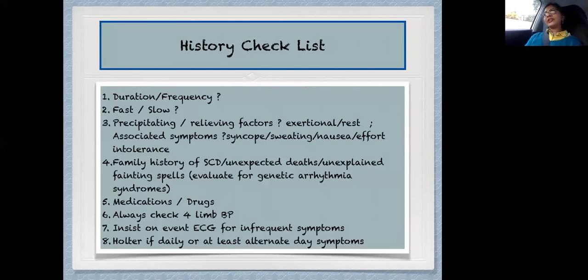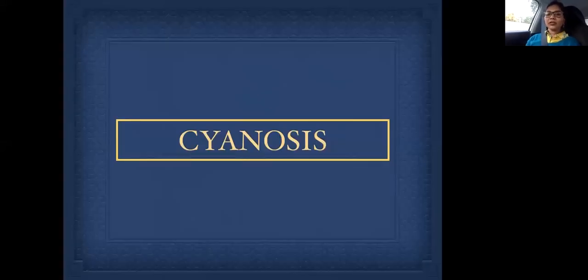And Holter can help only if the symptoms are frequent. If you have daily symptoms or at least alternate day symptoms, then a Holter can help. Otherwise, you put the Holter for 24 or 48 hours, in that time the patient never had palpitations, then there is no point in doing it. So you can tailor the investigations depending on your history. That is why you need a detailed history, and that is why knowing symptomatology is important.